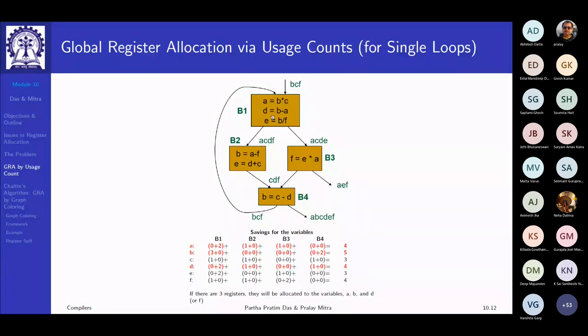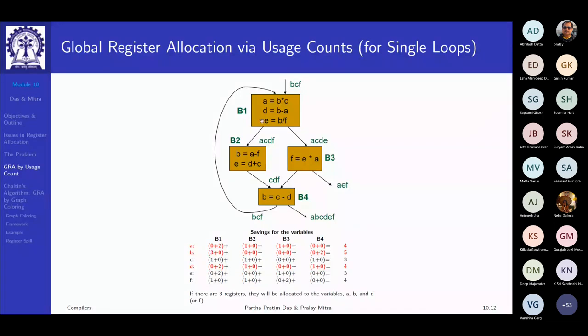Let's look at another, say B. B is live on entry to B1. B is used 3 times before being defined. It's actually not defined at all. So B has a savings of 3.